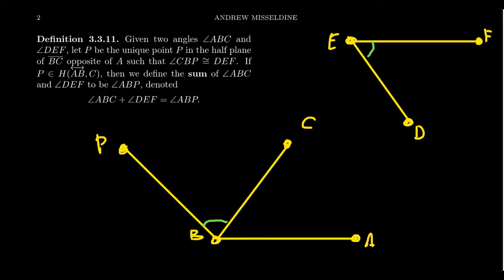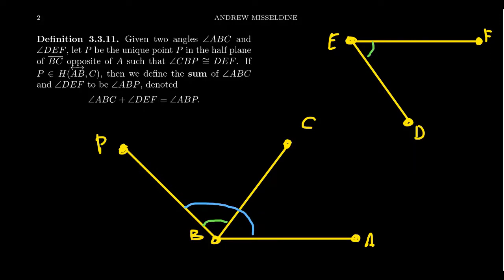And of course, the point P is going to live in the same half plane that C does with respect to the line AB. But of course, P and A are going to be on opposite sides of the line BC. That was what was mentioned beforehand. So then the sum of the angles ABC and DEF will be defined to be the angle ABP. So we get that this angle here is the sum of the two angles, and we then have this binary operation on angles.